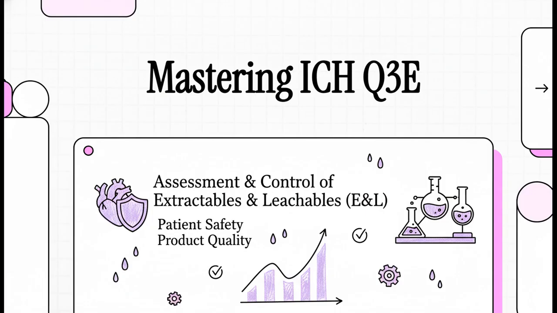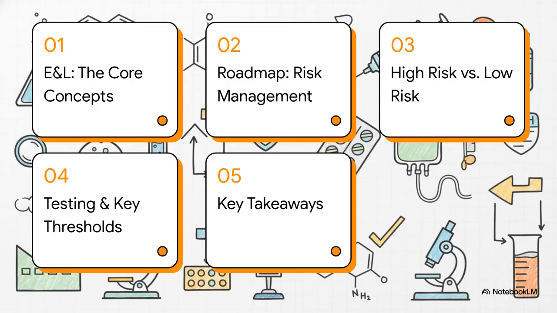So today, we're going to take a guided tour of extractables and leachables, or E&L as you'll hear it called, and get you totally prepped for your exam. Here's our game plan. We'll start with the basic lingo, the core concepts you absolutely have to know. Then we'll walk through the official roadmap for managing risk. After that, we'll figure out how to tell high-risk situations from low-risk ones, dive into the nitty-gritty of testing and some key thresholds, and finally, we'll wrap up with the must-know takeaways for your exam. Sound good? Let's do it.